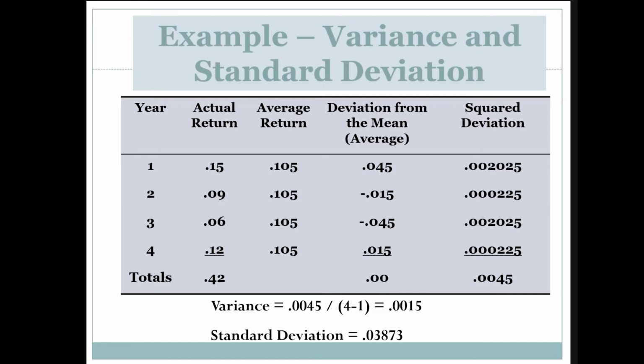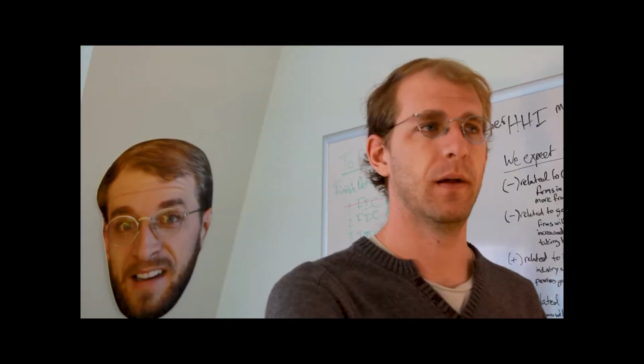But the average return and the standard deviation characterize the risk-return relationship for this stock. So we expect a return of 10%, but the standard deviation of about 4%, 3.8%, tells us how much we should expect the return to fluctuate in any given year. And that's how we really think about risk and return.